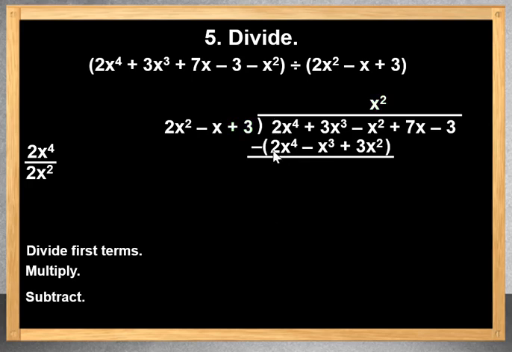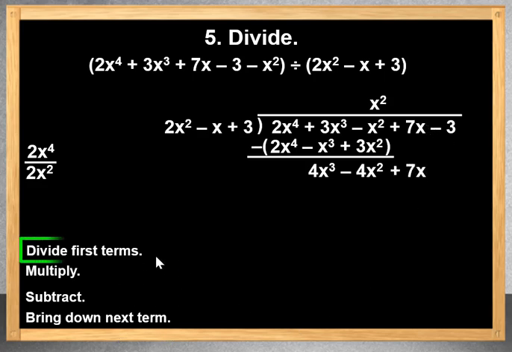2 minus 2 is 0. 3 minus minus is plus x cubed, so 3 plus 1 is 4x cubed. And then minus a minus, so negative 1 minus 3 is minus 4x squared. Bring down the next term. Those are the 4 steps. Let's start from the beginning. We'll divide the first terms, 4x cubed divided by 2x squared.